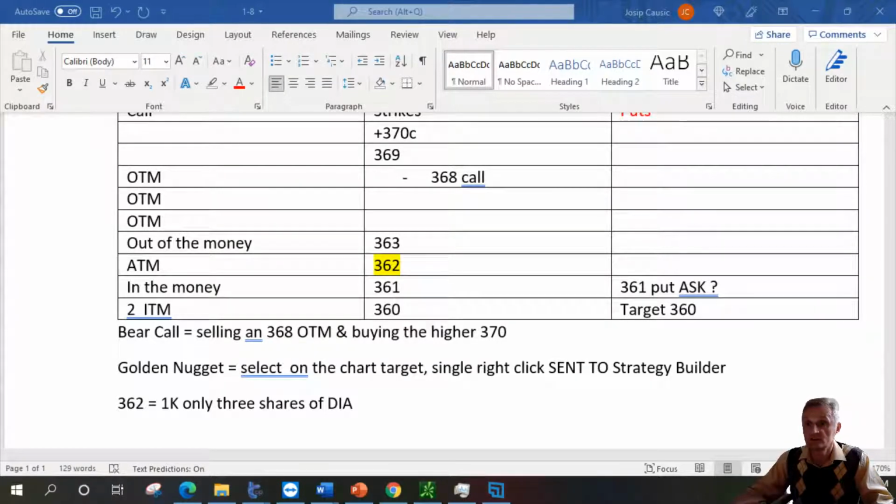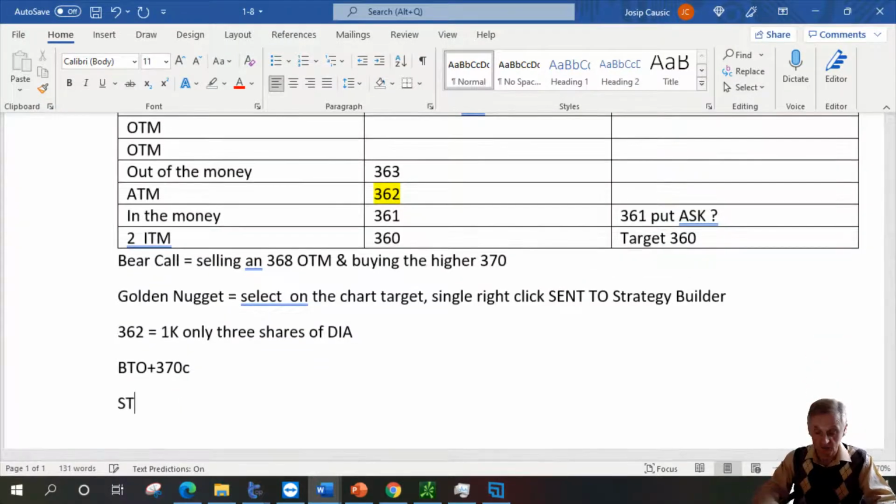So $1,000 to invest is really not that much, which means that in my case, my bear call spread is right now composed of, and I'm going to present it from the top to the bottom: I'm buying to open the higher one, which is the 370 call. I'm selling to open the lower one, which is a 368 call. That ties up about $200 for one contract, and it produces a credit of 64 cents.